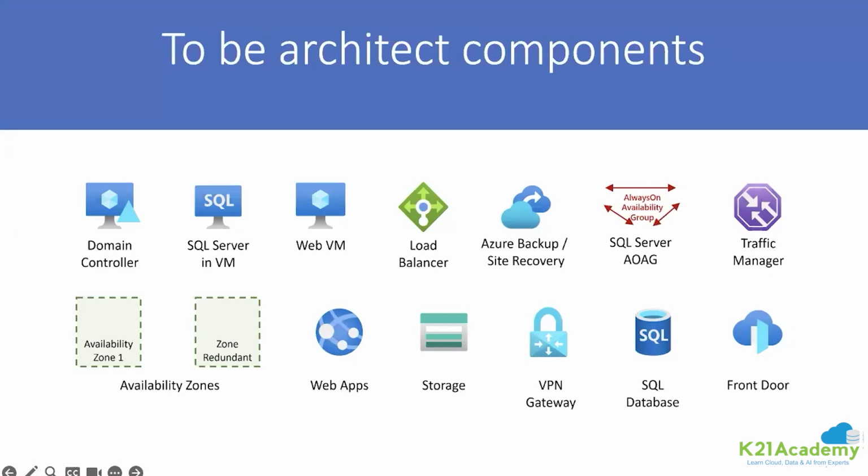So we have domain controller, we have SQL server in VM, we have web app server in VM, we have load balancer in place, we have Azure backup and site recovery, we have SQL Server AOAG, Always On availability group kind of concepts. We have traffic manager in place. We are also thinking about availability zones. We need to think about how availability set and availability zone are going to work. What is the comparison between both of them? What SLA is that going to provide, and all that, right? So that is also something we need to think about.